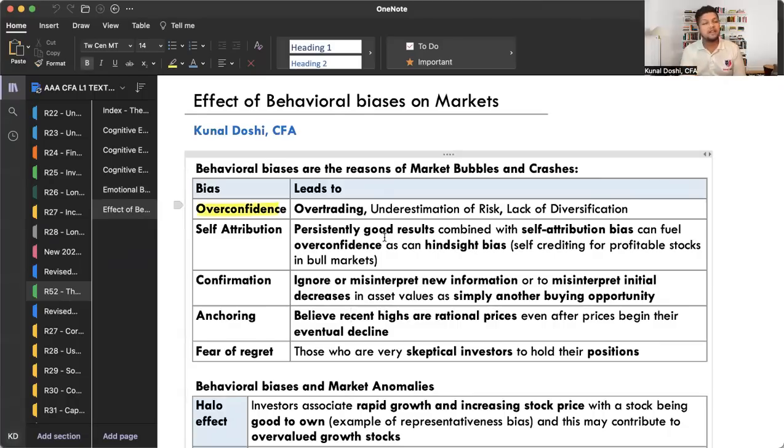Overconfidence. Overconfidence bias leads to overtrading, not taking risk into consideration, and lack of diversification. That is what overconfidence leads to. Self-attribution, giving more credit to yourself. Persistently good results combined with self-attribution can fuel overconfidence, as can hindsight bias. Hindsight means crediting yourself for the stocks which are going up in the bull market.